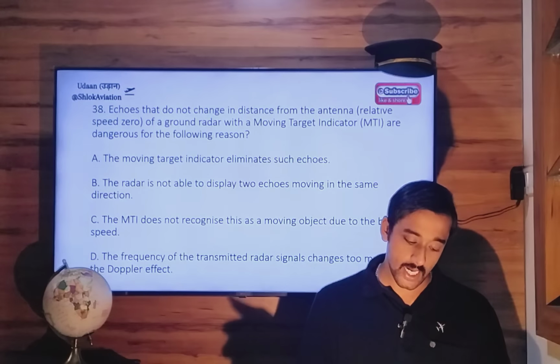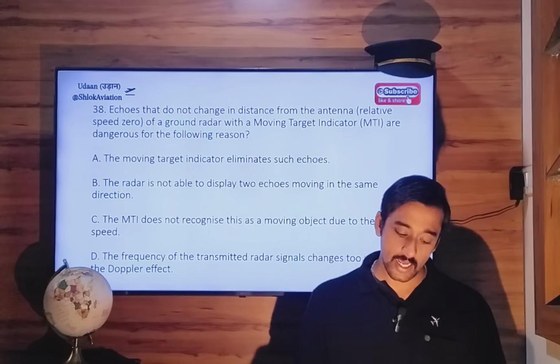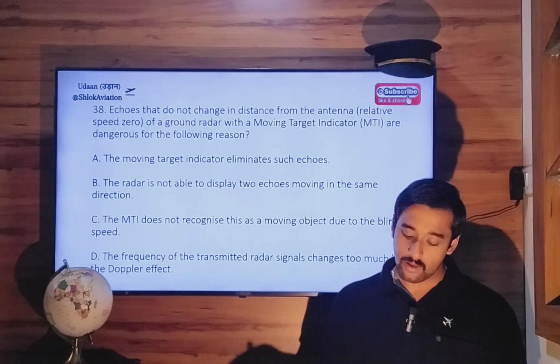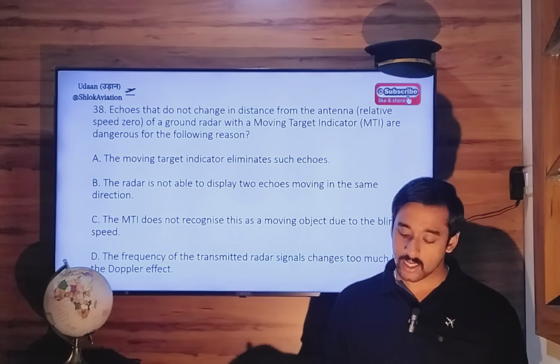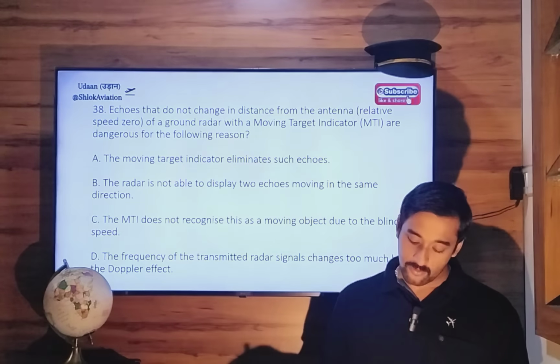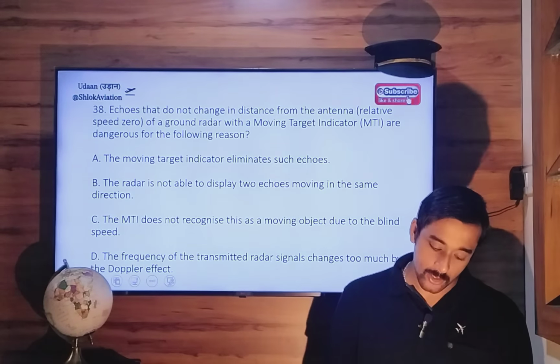With a moving target indicator are dangerous for the following reason. The moving target indicator eliminates such echoes. The radar is not able to display two echoes moving in the same direction. The MTI does not recognize this as a moving object due to blind speed. The frequency of the transmitted changes too much by Doppler effect. So the correct option is option A.